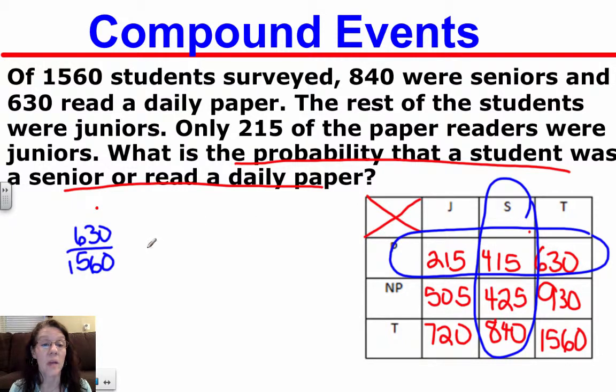How many were seniors? Total, remember, we're looking at. So we're going to add the number of seniors, 840, out of 1,560. But is there any overlap? Are there any seniors who also read a paper that we've counted twice? These 415 have been counted twice. They've been counted in this row and they've been counted in this column, so we have to subtract them off. We can't count them twice.